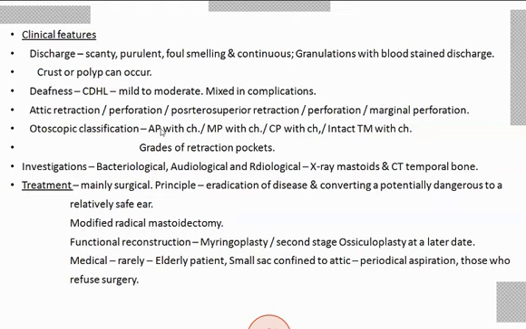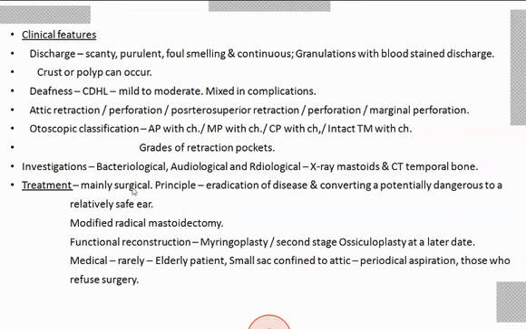One is attic perforation with cholesteatoma. Second is marginal perforation with cholesteatoma. Third one is central perforation with cholesteatoma. And the fourth one is intact cholesteatoma. This occurs in the case of congenital cholesteatoma. Sometimes there may be a retraction pocket from one side only, and depending upon the grade, there will be four types of grades. That's not important.